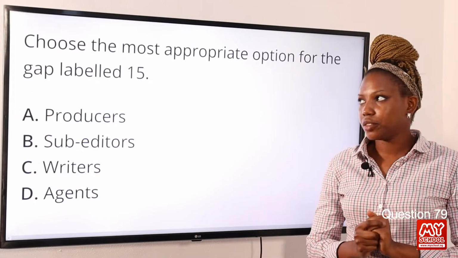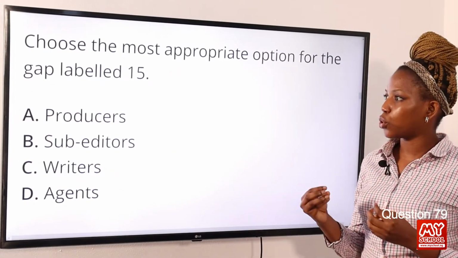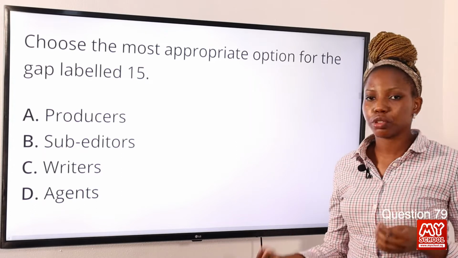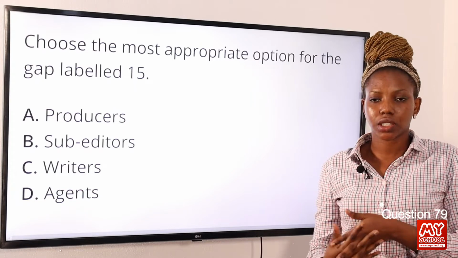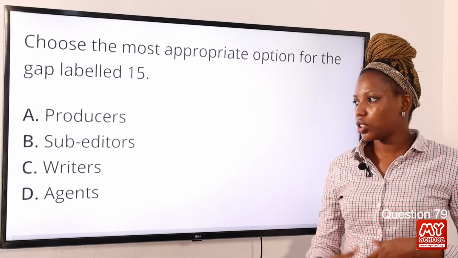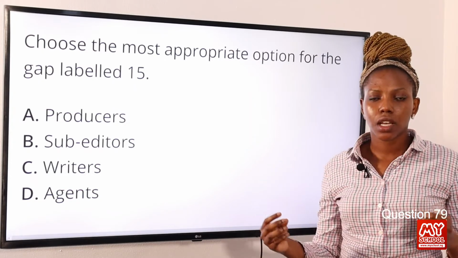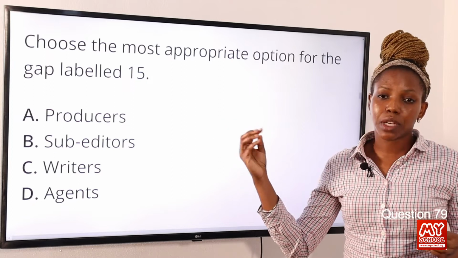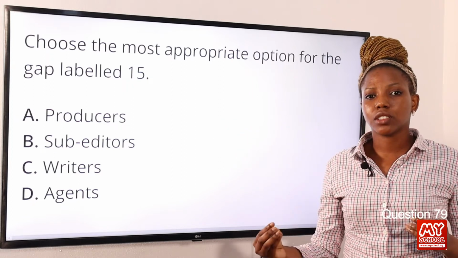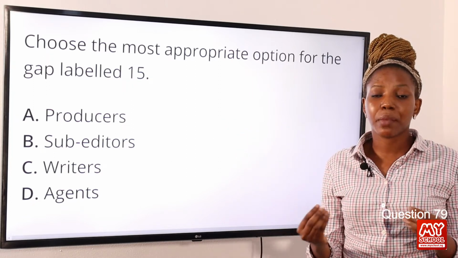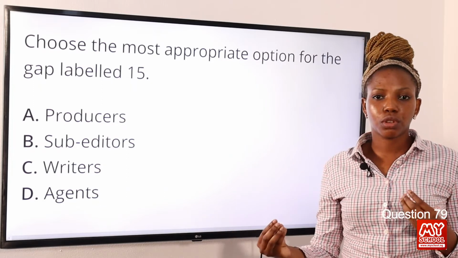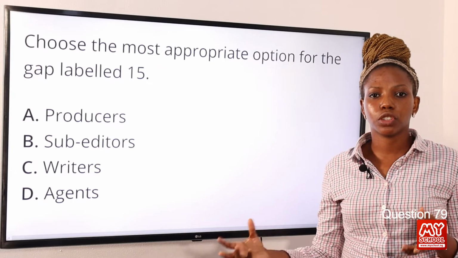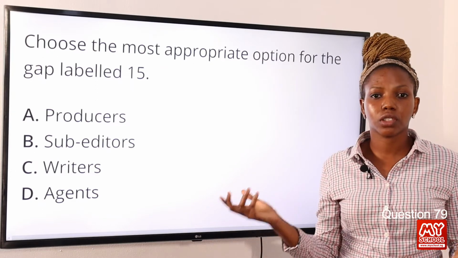Question 79. Choose the most appropriate option for the gap label 15. Option A, producers. Option B, sub-editors. Option C, writers. Option D, agents. Now the answer to this question is option B, sub-editors, because this gap is meant to describe a personnel that go through stories and make adjustments. So this is the work of a sub-editor. It goes through stories or news items and makes adjustments to them. So option B therefore is the correct answer to this question.